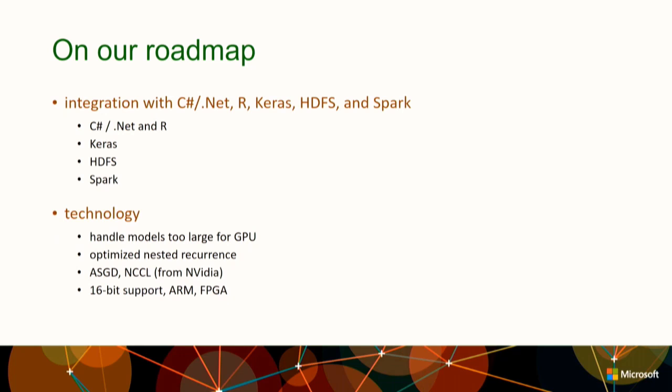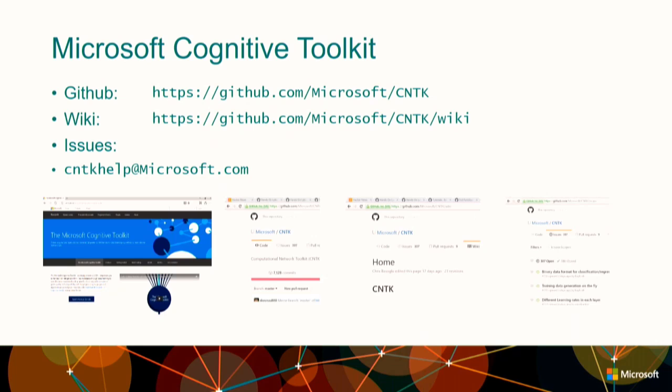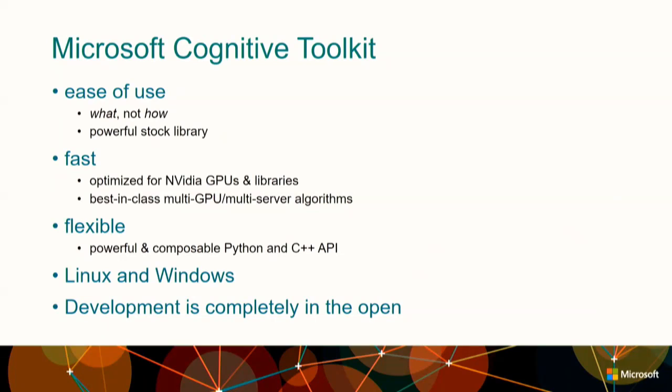Some of the roadmap items, I think we already talked about: C#, Keras, HDFS, Spark, and on the technology side, handling models that are too large for GPUs, optimized nested recurrence. NCCL is already in, and then support for ARM and FPGAs. Some of it is already in; I need to just update it. And again, you can go to this GitHub site. You can post issues in the wikis or send emails to CNTK help, or on Stack Overflow you also have the opportunity to respond to questions.